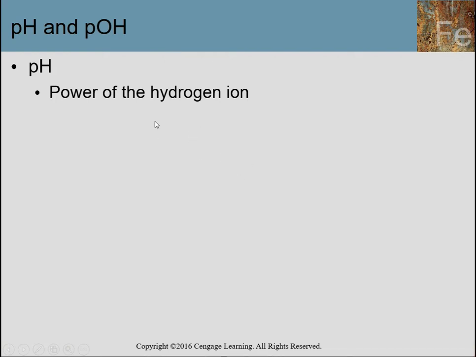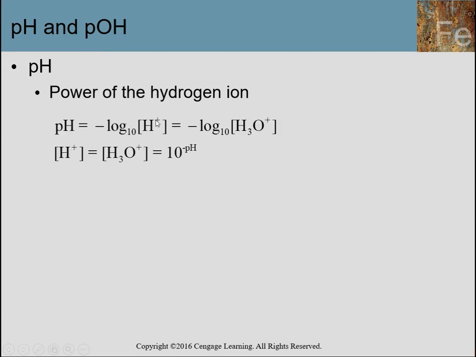So pH actually stands for the power of the hydrogen ion. So if I want to know the concentration of hydronium or hydrogen in a solution, it's 10 to the negative pH. So in our previous example of neutral water, the pH was 7, so 10 to the negative 7th was the concentration of the hydronium ion.